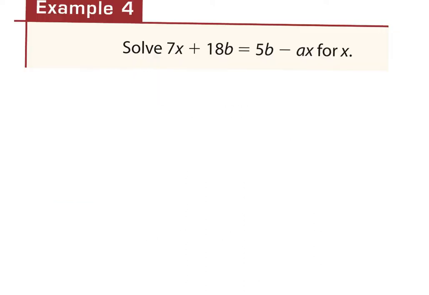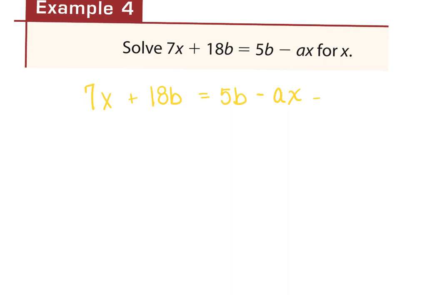And so the example they give us is 7x plus 18b equals 5b minus ax, and they want us to solve for x. All right? So you have to think of this as an equation with just all these letters instead of numbers. You're going to do exactly what you would do. You would move all your x's to one side and everything that doesn't have an x to the other side. And so you're going to say, well, I have 7x plus 18b equals 5b minus ax. And so I need to move my x's to one side.